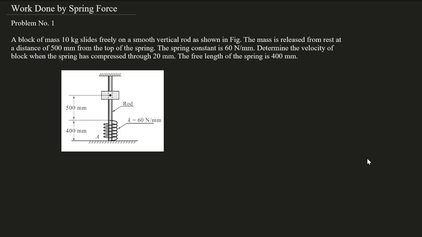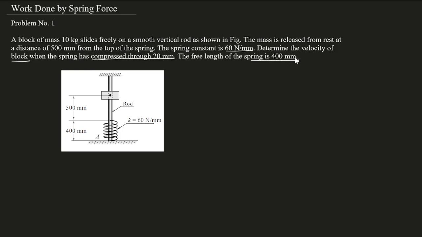The problem states that a block of mass 10 kg slides freely on a smooth vertical rod as shown in the figure. The mass is released from rest at a distance of 500 mm from the top of the spring. The spring constant is 60 Newton per mm. They have given the stiffness of the spring, it is 60 Newton per mm. Determine the velocity of the block when the spring is compressed through 20 mm. The free length of the spring is 400 mm.